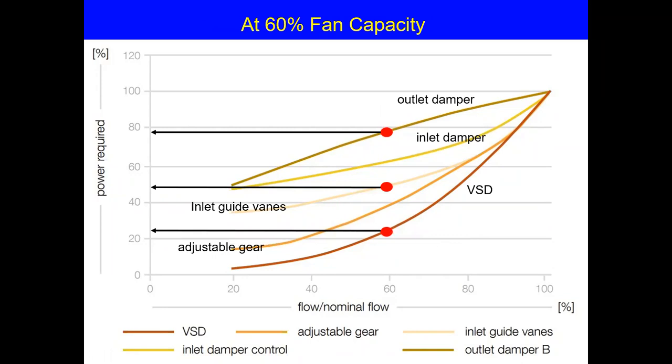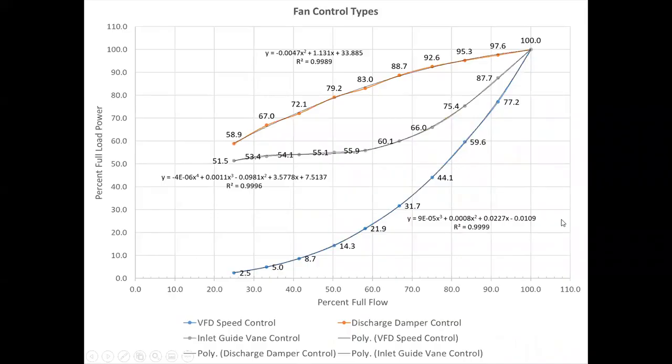Okay, and so again, if I pick my 60% here just to pound it home: if I'm doing it with discharge dampers, I'm at 78, 79% required power. With inlet guide vanes, I'm down here at 48, 49%. And with a variable speed drive, I'm down here at 24, 25%, something like that. Big improvement.